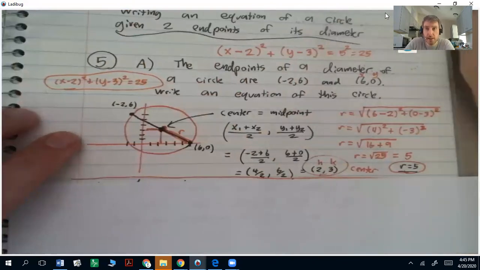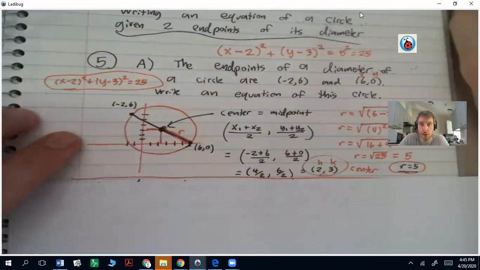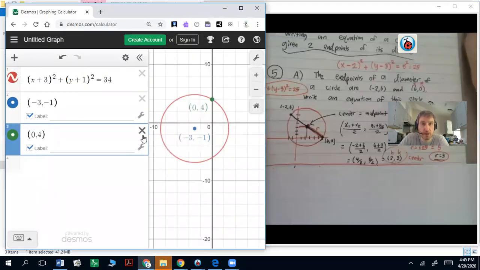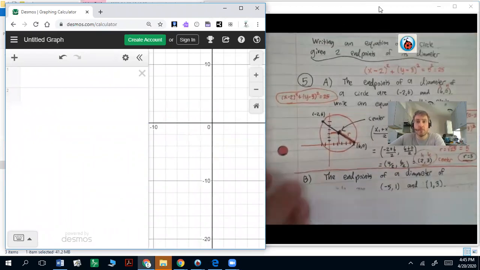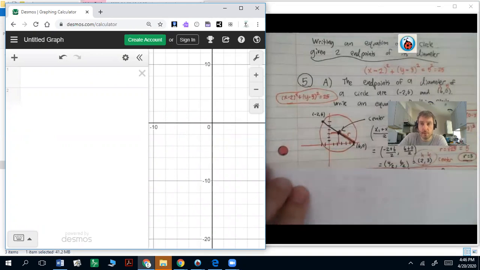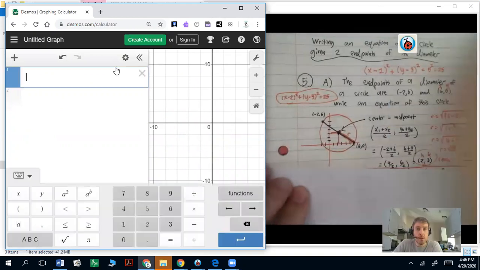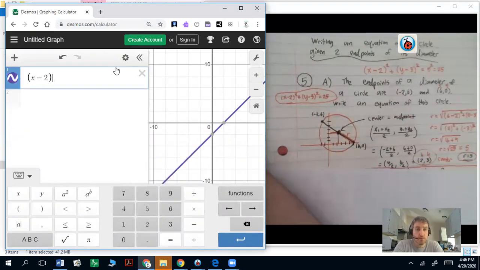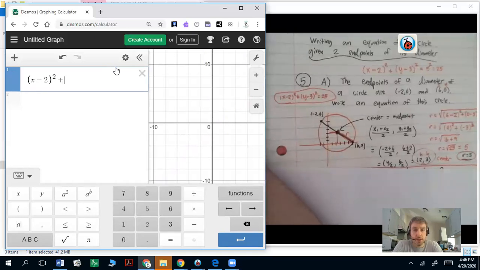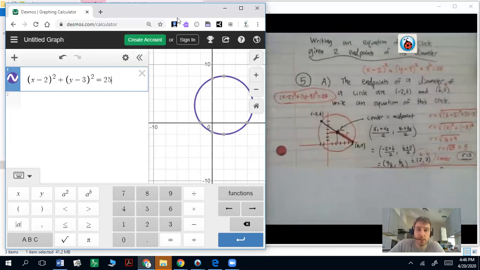All right, that is this question. Of course, I'm not going to let it go without checking the graph. So let's take a look over here. (x minus 2) squared plus (y minus 3) squared equals 25. Now remember, this original problem had two main points on it. It had the points (-2, 6) and (6, 0).